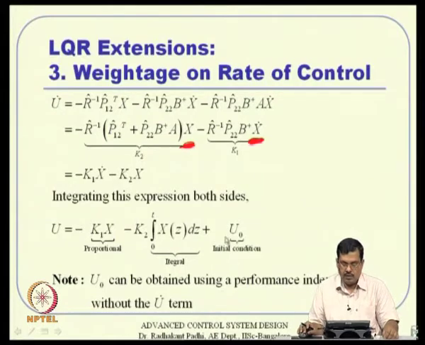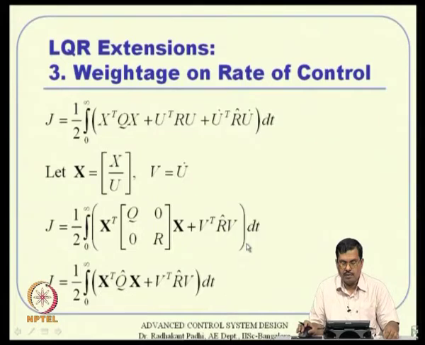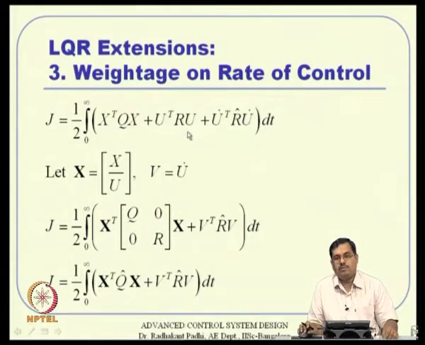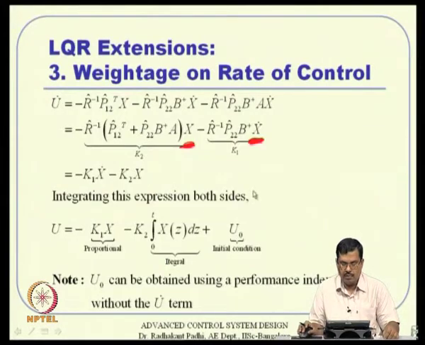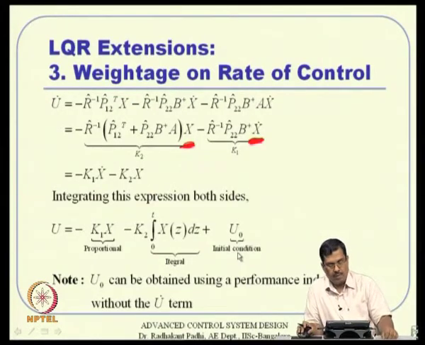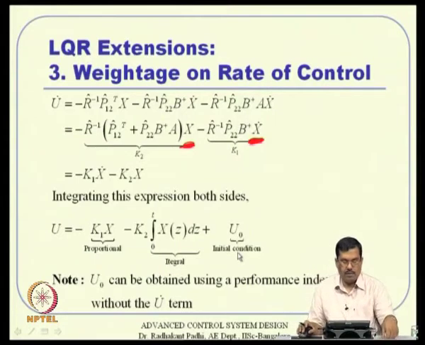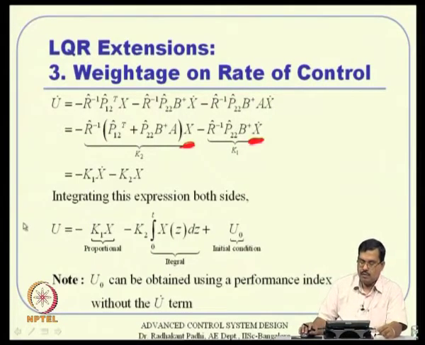Now, how do you get this u0? My suggestion is you consider a performance index, a parallel problem without this term. That is a regular cost function anyway, and there you get a solution for u that you consider as u0. That is what I would recommend. So, that is how you get a control where the control consists of three parts: the proportional part, the integral part, and the initial condition part.